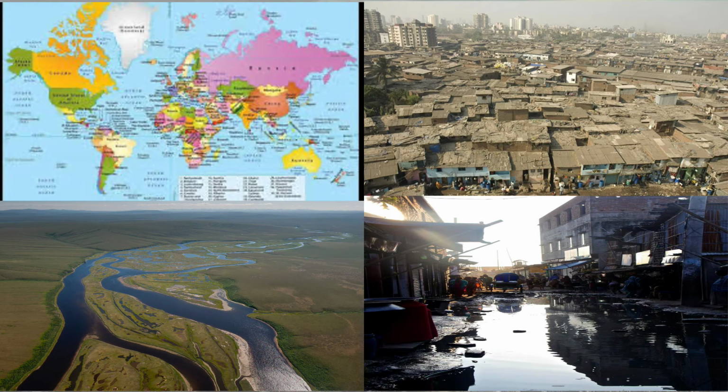Now, children, see these pictures and analyze. The first one is the world map. The second one is the picture of slum area. The third picture is of a beautiful valley. And the fourth one is narrow streets sealed in with a lead sky.